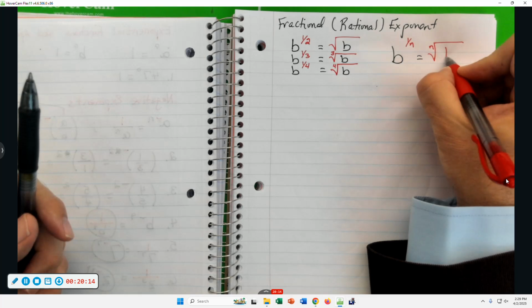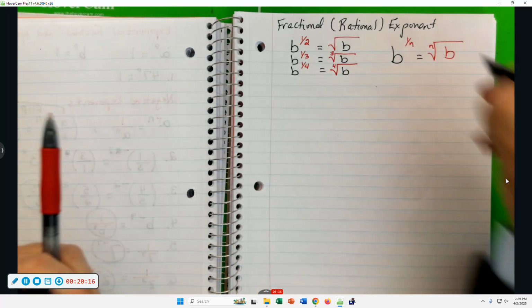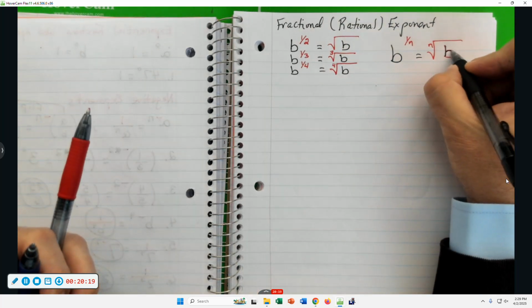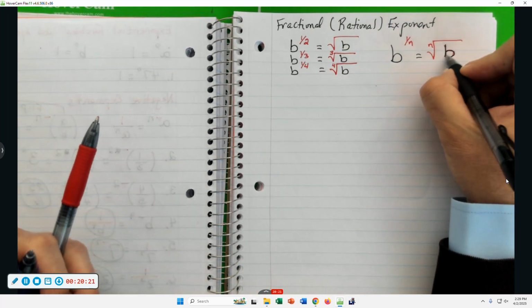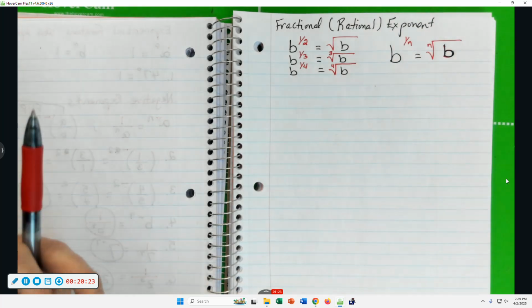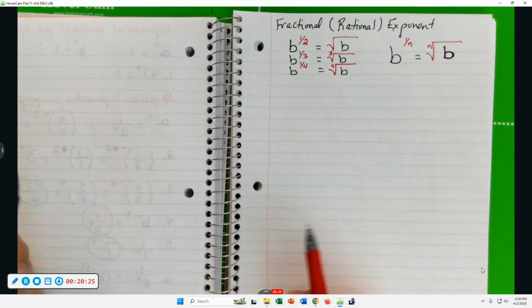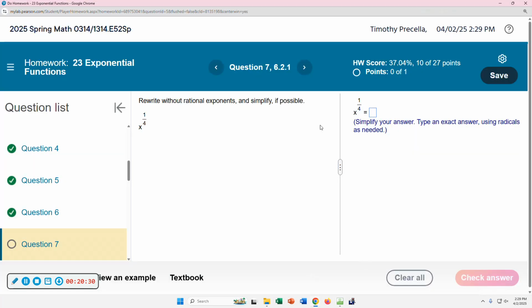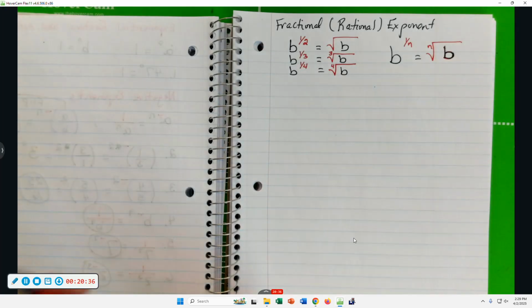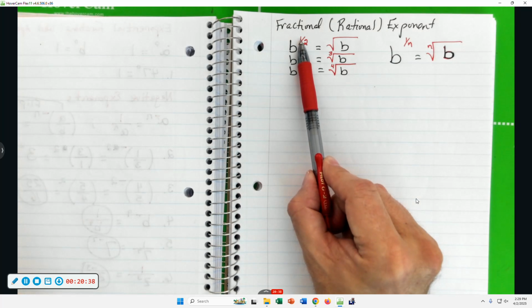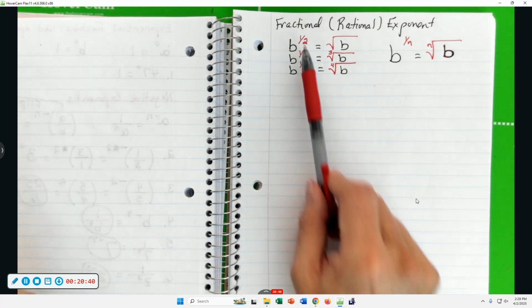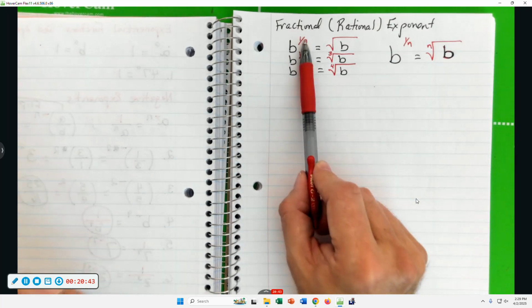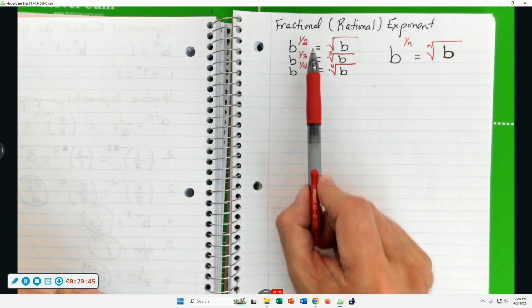Oops, black b, not red b. There is no red b. Oh, that's pretty good. Okay. If you're wondering to yourself, wait a minute, what happens if that top exponent wasn't 1 over? I'll show that in a moment. Right now we're looking just at exponents in the form 1 over a number.